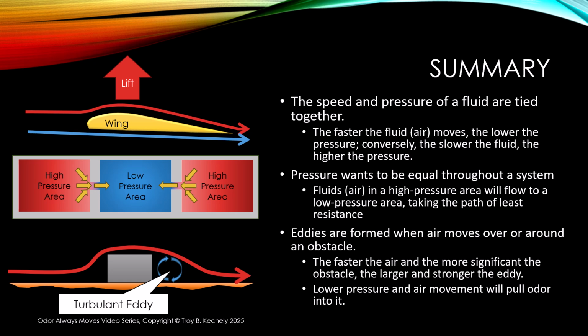Pressure wants to be equal throughout a system, and that's a key, because high pressure areas will always flow to a low pressure area, taking that path of least resistance. So we used the example of a streamline on the outside of a building or a car, and that fast flow on the exterior creates a low pressure, with higher pressure inside the vehicle. The air inside will want to find a path out to it, taking the odor with it.